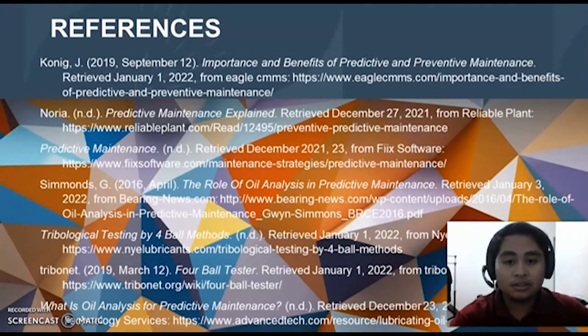This slide shows all the references of our studies regarding oil analysis as a maintenance strategy and predictive maintenance.